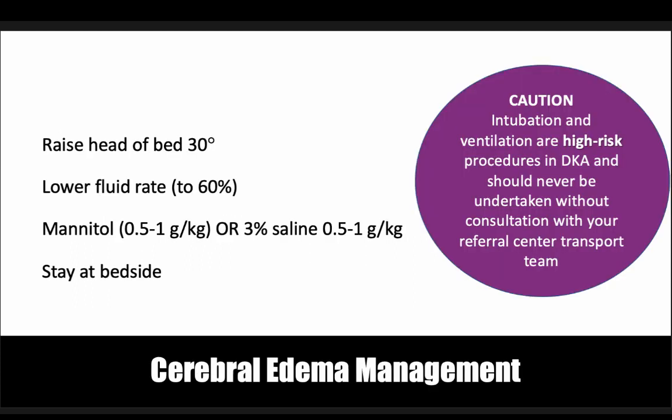If this happens, you need to rush in. You're going to raise the head of the bed 30 degrees. All IV fluids need to be decreased to 60% of the volume in the table that was displayed earlier. And then you've got a choice. You can either provide mannitol, 0.5 to 1 grams per kilo, or 3% saline. This is a patient that's going to require a higher level of monitoring, and so we generally would recommend 1-to-1 nursing care at this moment.